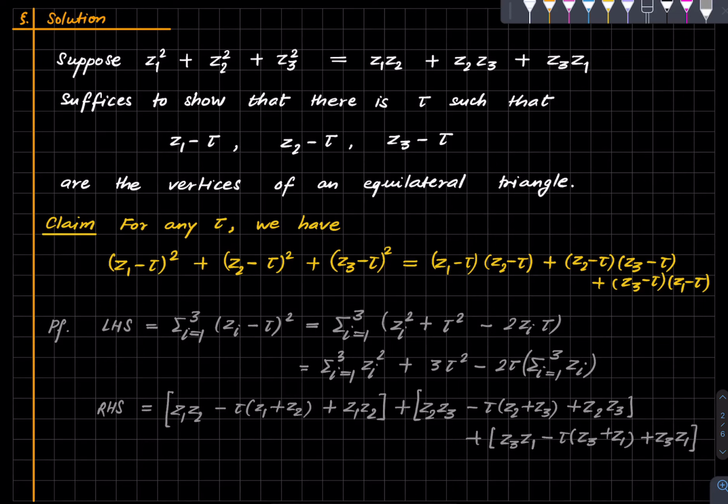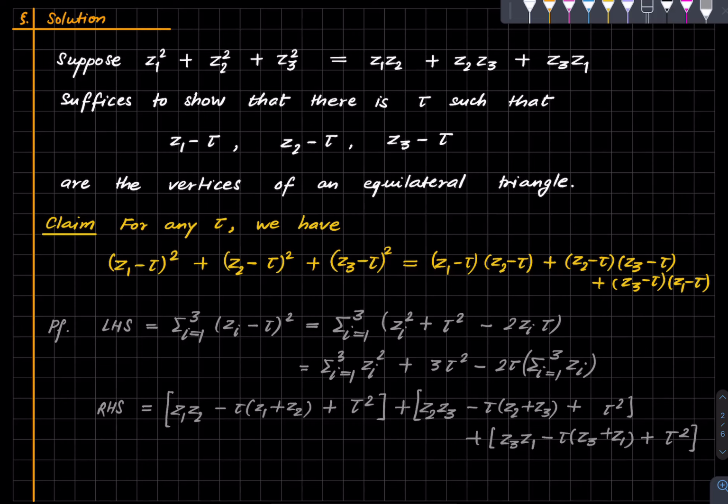I think I've done a lot of wrong things here. Sorry, this is completely wrong. This is a tau square. This is tau square. This is tau square. This is tau square. Right? I had already multiplied z1 with z2. I just did it 2 times without noticing. So that's what it is.